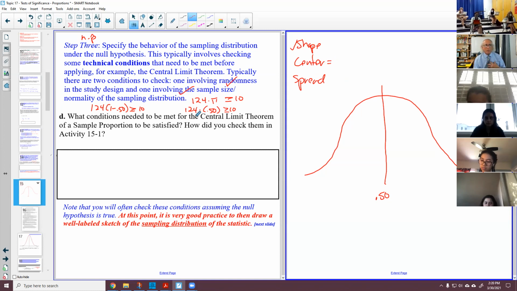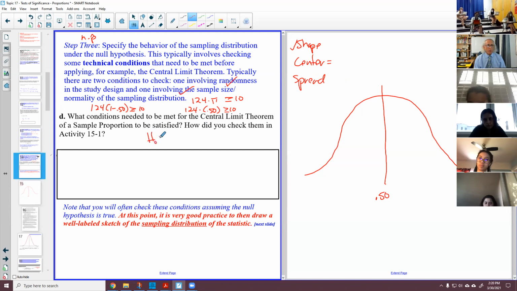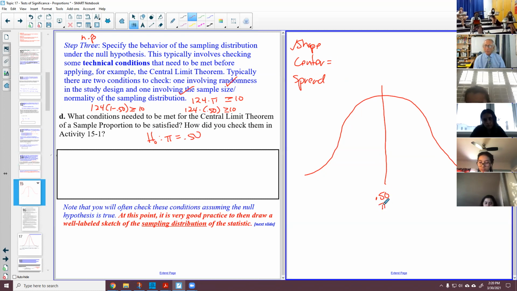Now, I am drawing this assuming under my null hypothesis that H sub 0: pi is equal to 0.50. So that's what's going to go here, is going to be pi. Now, I just want to draw a distinction between this diagram and what we were doing for confidence intervals. When we were doing it for confidence intervals, we were starting from our sample. So we would use p hat as our center.